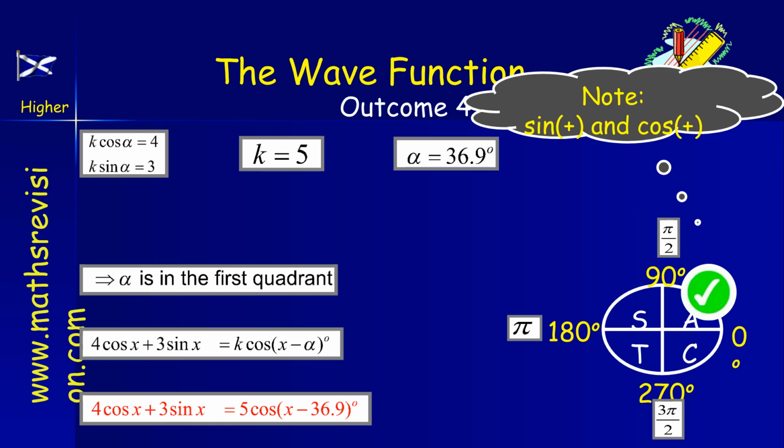Continuing our example, we find that k equals 5. The angle alpha is 36.9 degrees, placing it in the first quadrant. Therefore, 4 cos x plus 3 sine x can be expressed as 5 cos of x minus 36.9 degrees.